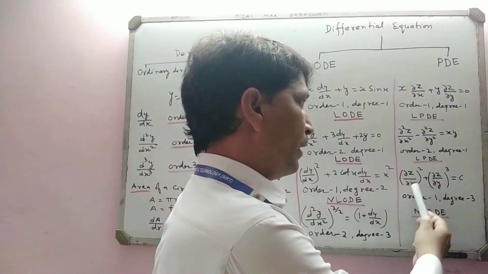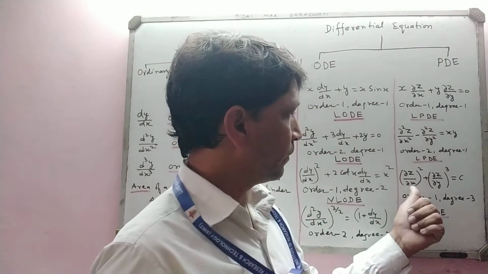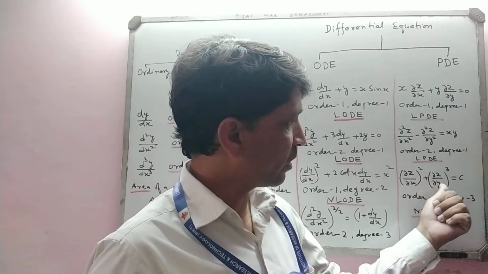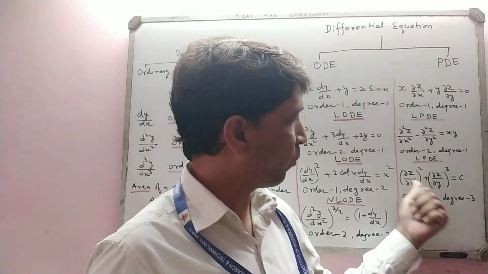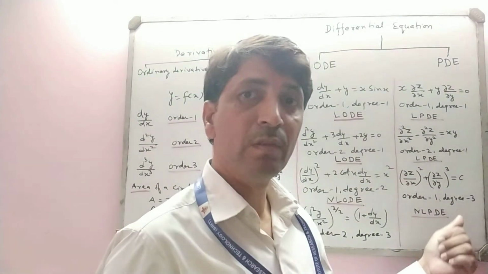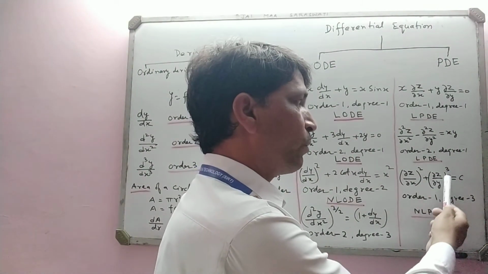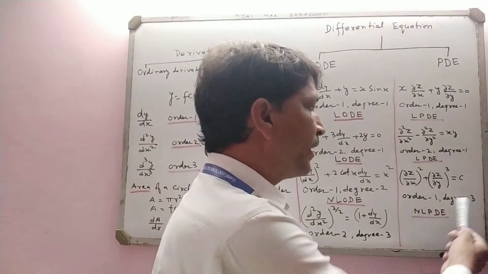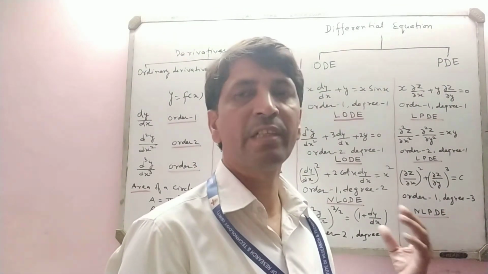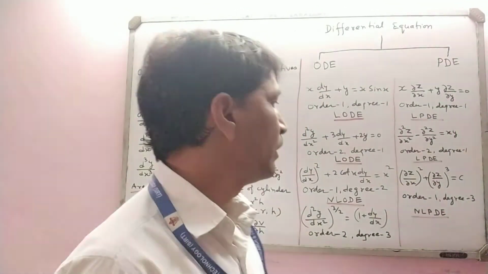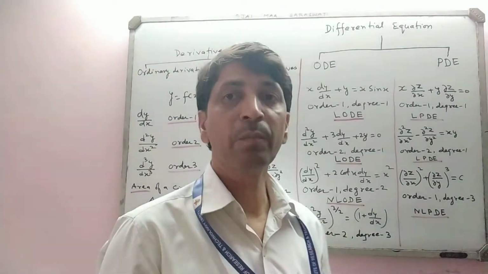Now here this differential equation consists of partial derivatives of order 1, so its order is 1. We have two derivatives, del z/del x, del z/del y. The highest power is 3, so its degree is 3. And since its degree is more than 1, this is an example of non-linear PDE.